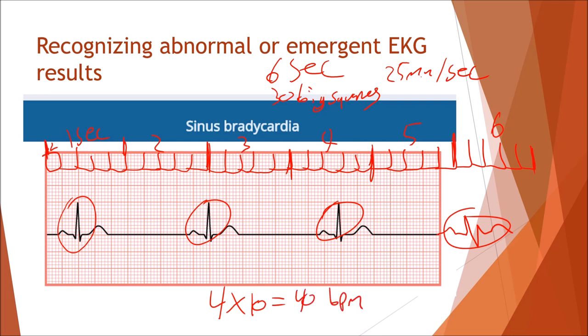Why times 10? Because 60 seconds is 1 minute. And if here we have 6 seconds, we have to multiply 6 times 10 in order to get 60 seconds, which is 1 minute. Hopefully that makes sense. I'm going to keep on saying these over and over again so that they stick. So let's move on to the next one.